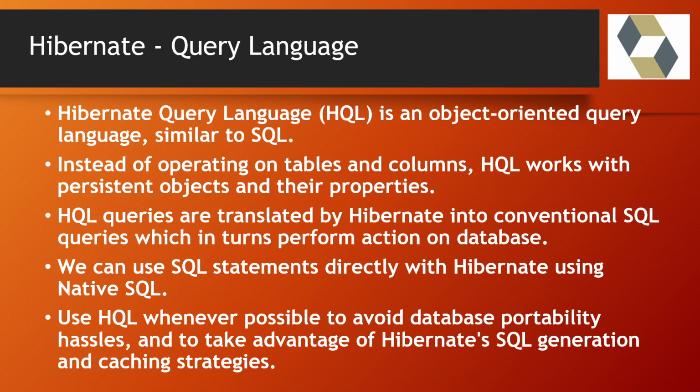Okay. So instead of operating on tables and columns, HQL works with the persistent objects and their properties. HQL queries are translated by Hibernate into conventional SQL queries, which in turn perform actions on the database. Again, this is built on SQL only. So internally, all these queries will be converted into SQL and then get executed. So we can also use SQL statements.